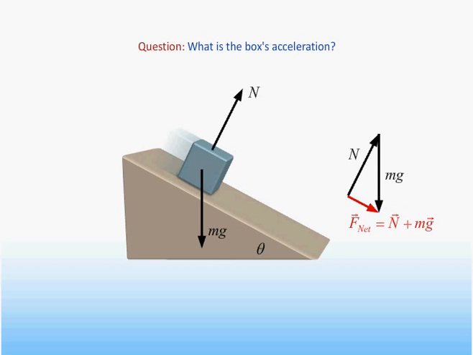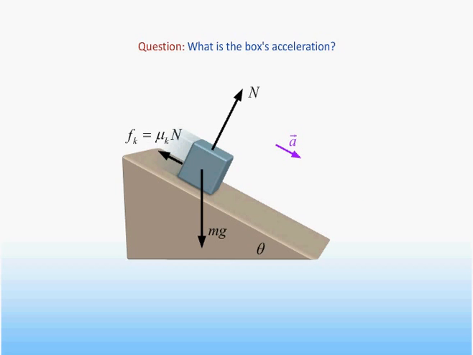Right away, we can see that there is a net force directed down the plane, which gives rise to the acceleration down the plane. If there is friction between the box and the ramp, there will be an additional force that opposes this motion. Therefore, this frictional force is directed up the plane and has a magnitude equal to mu sub k times n when the box is sliding. We now need to choose a coordinate system. As we mentioned last time, choosing one axis to be parallel to the acceleration often simplifies the calculation. Therefore, we will choose our x-axis to point down the ramp and the y-axis to be perpendicular to the ramp.